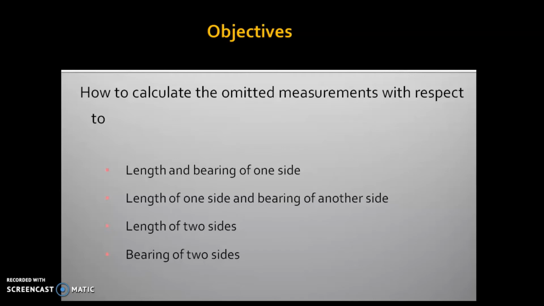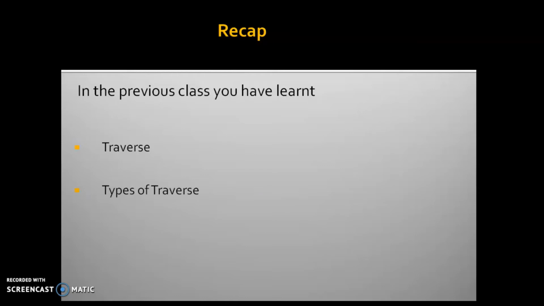First of all, what do you mean by omitted? Fortunately or unfortunately, we have forgotten to take the readings in the field while running a traverse. Now, before that, what we have learnt earlier is, what do you mean by traverse, types of traverse, and methods of conducting traverse surveys. All we have studied in the previous class.